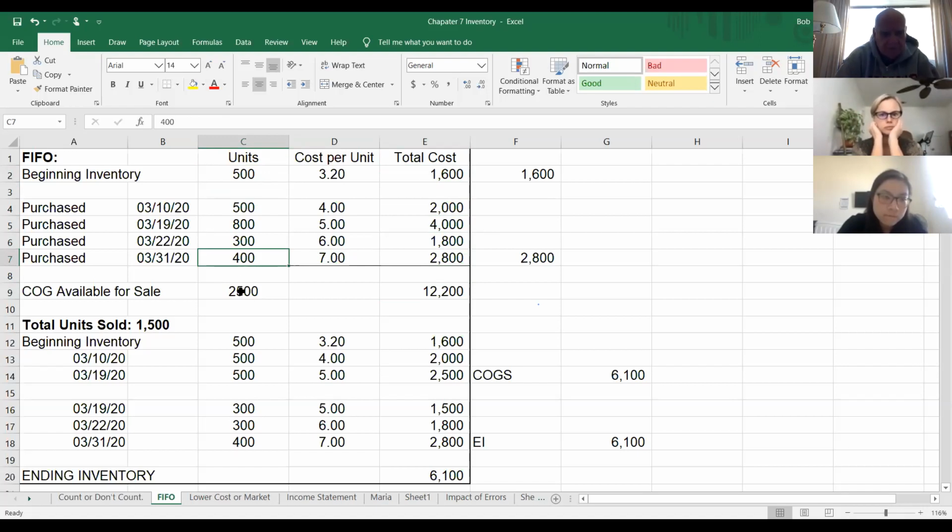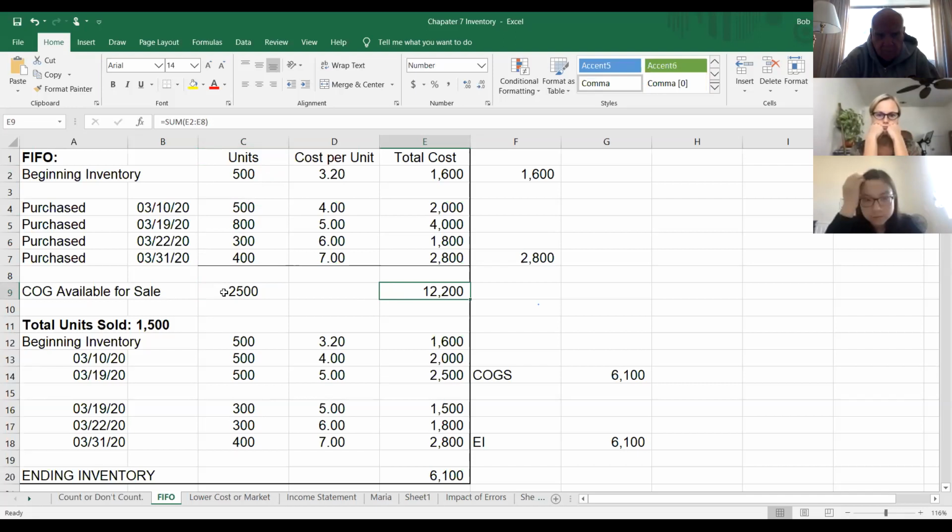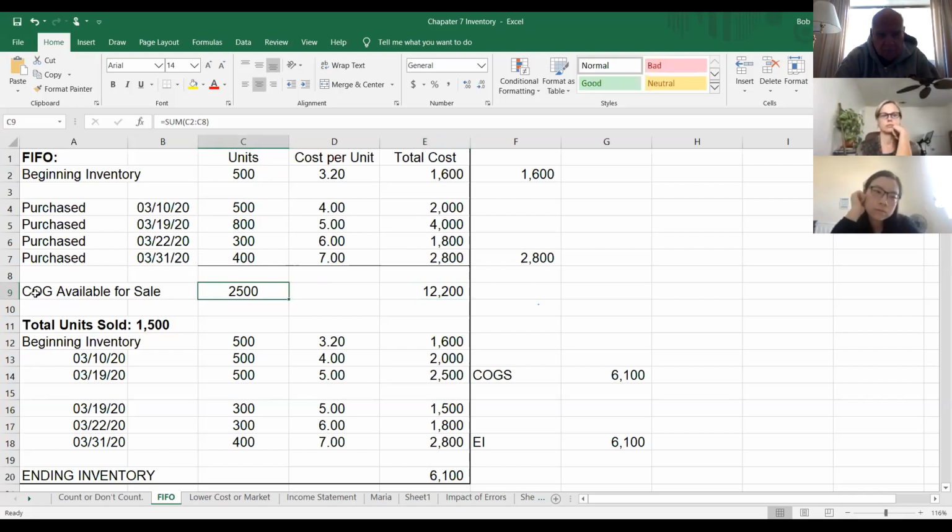Now we have to take this total, and this is an important line, cost of goods available for sale. This is the most we could have sold. We had 500 books in our bookstore, and then we bought another 2,000 here. So the most we could have sold was 2,500 books. And the total we paid for those 2,500 books is just 12,500. Everything we're going to do after this is going to drive through this number here.